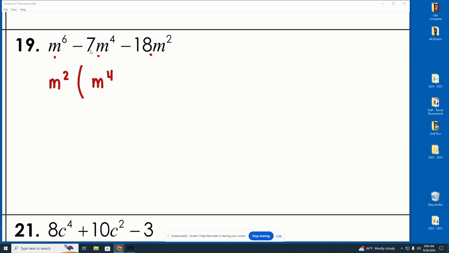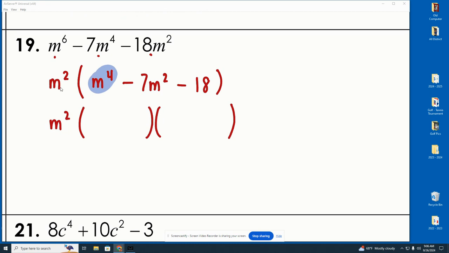Then this minus 7 is going to come on down. And what's m to the fourth divided by m squared? m squared. Then this minus 18 is going to come on down. And what's m squared divided by m squared? All right. So I'm going to now try to take this trinomial and factor it into two binomials. What multiplies by itself to get m to the fourth? So we got m squared and m squared. What multiplies to get a negative? Positive and a negative.